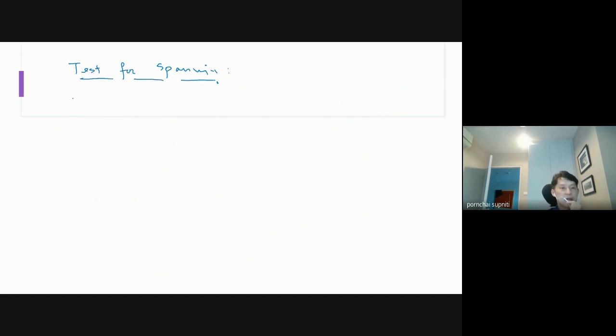There are two steps. One is to use Gaussian elimination on the matrix A, and then we check if all the pivots are non-zero. So only two steps in order to check for spanning. Okay, so you sort of understand what it is now, right?